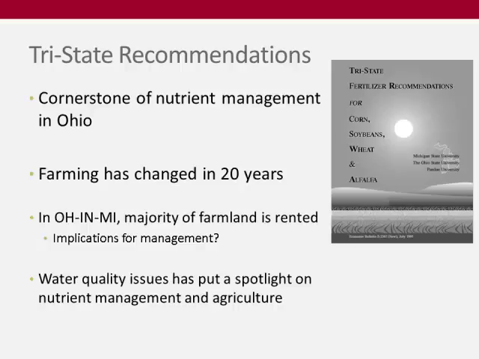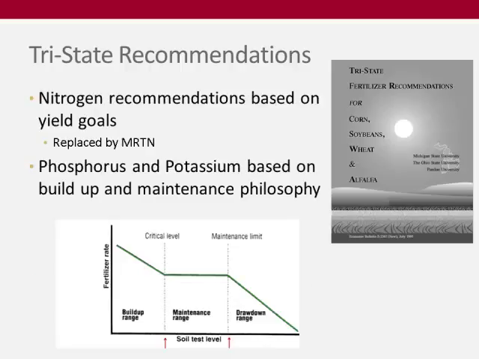And nobody needs me to tell you about water quality issues in the state and why this is putting a spotlight on a lot of the things that we're doing. So the Tri-State recommendations as they stand now are this document. Nitrogen recommendations are based on yield goals. That was revised maybe 10 years ago for the maximum return to nitrogen model for corn. This is an economic model. I'm not going to get into that.